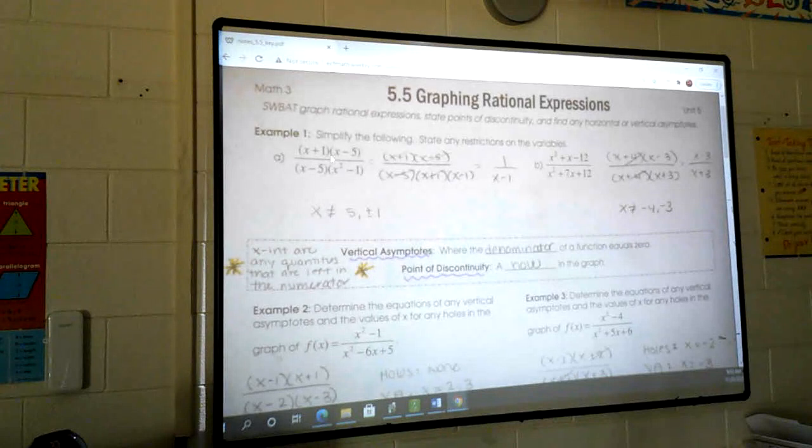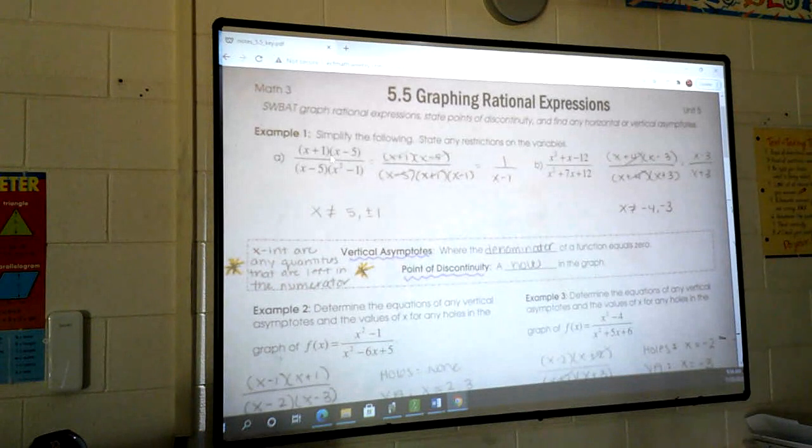In the first problem, you don't have an x-intercept because there's nothing left in the numerator because everything canceled out. But if for some reason there's something left, like right here, there's x minus 3 left in the numerator, then that means you will have an x-intercept there at 3.